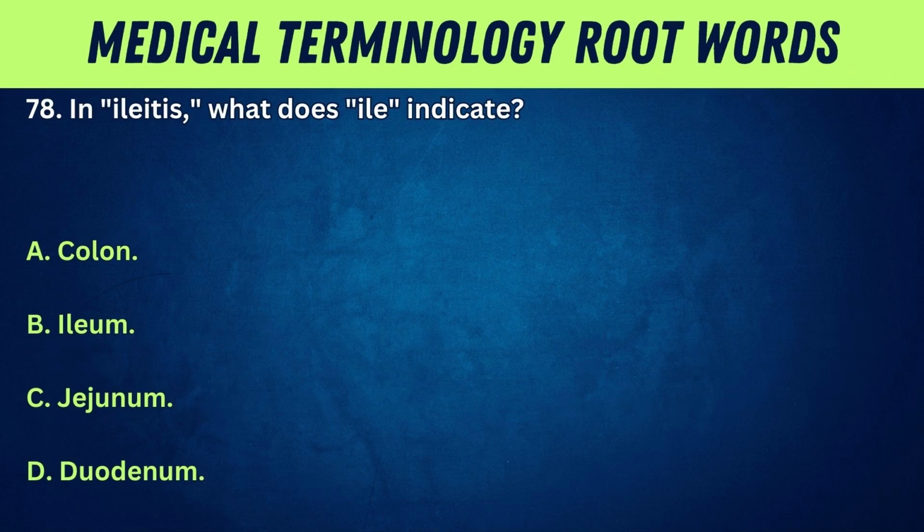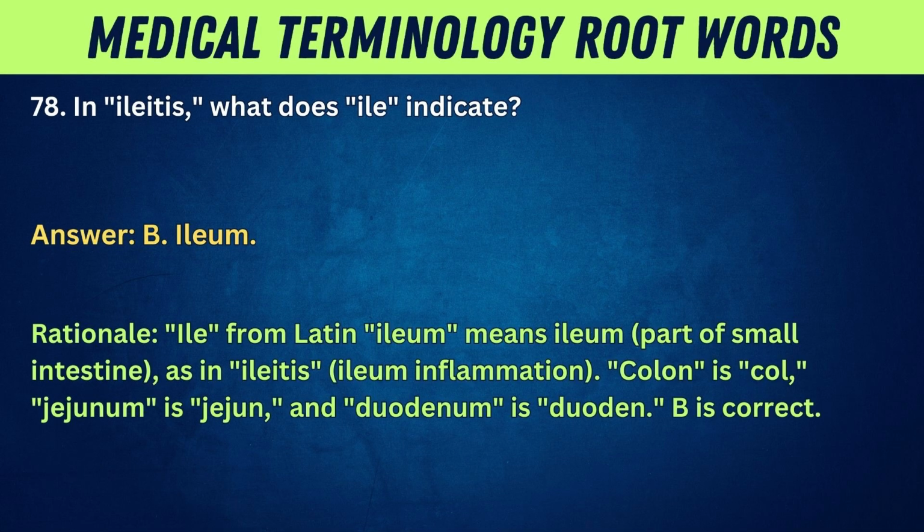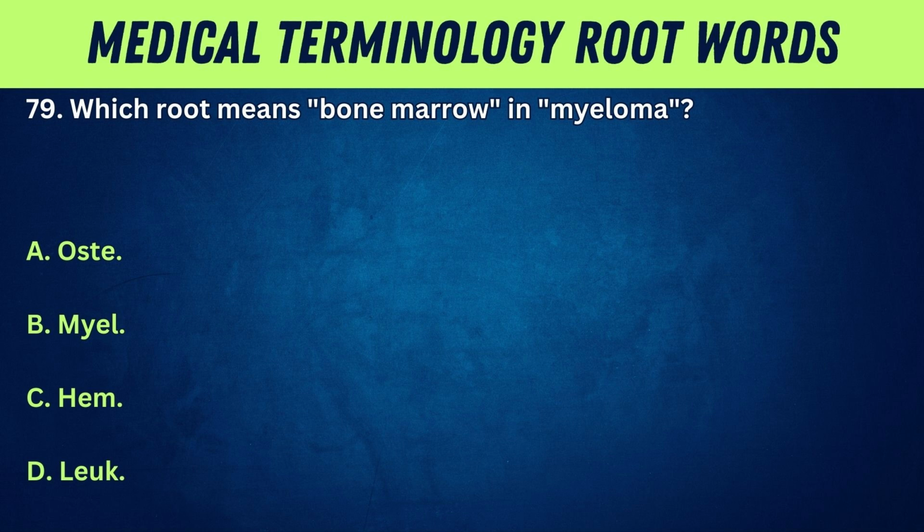78. In ileitis, what does ile indicate? A. Colon. B. Ileum. C. Jejunum. D. Duodenum. Answer: B. Ileum. Rationale: Ile from Latin ileum means ileum, part of small intestine, as in ileitis, ileum inflammation. Colon is col, jejunum is jejun, and duodenum is duoden. B is correct.